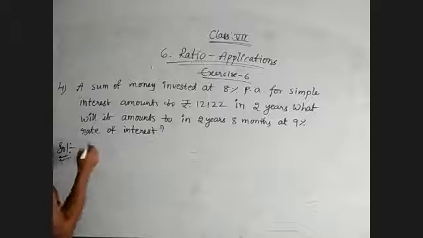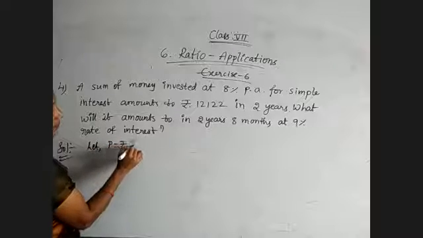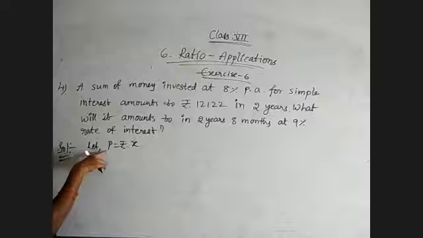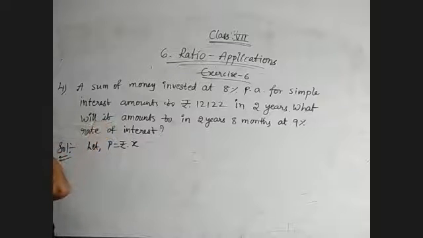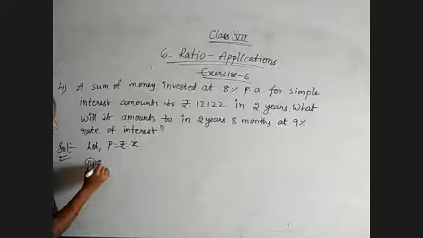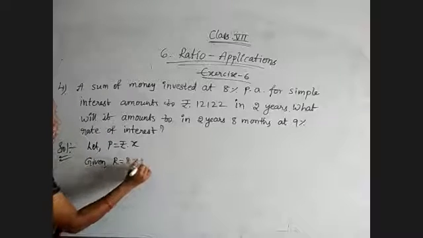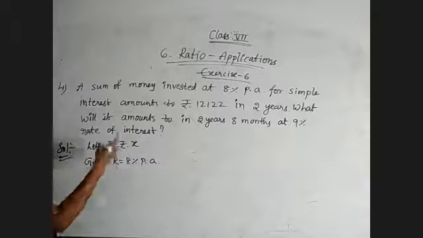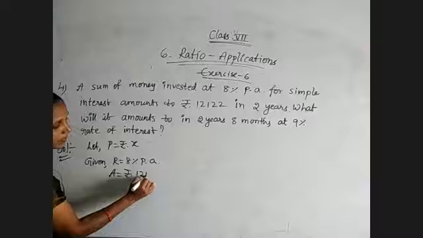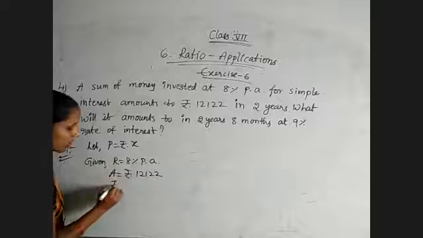First of all, let the principal sum of money be X rupees. For this case first we will find the principal. After that we will do the second question. Now let principal be equal to X. Given rate of interest for the first condition is 8% per annum, and amount is equal to 12,122 rupees, and time is equal to 2 years.